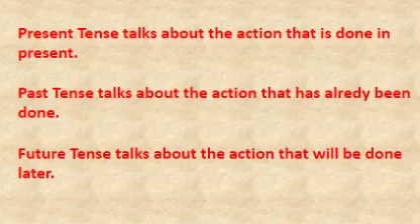So, here we have learned that present tense talks about the action that is done in the present. It means the action that is done now. Past tense talks about the action that has already been done, and future tense talks about the action that will be done later.